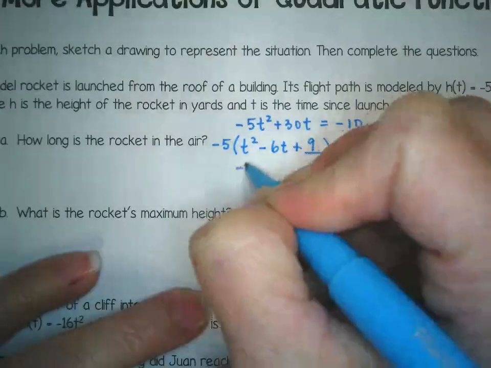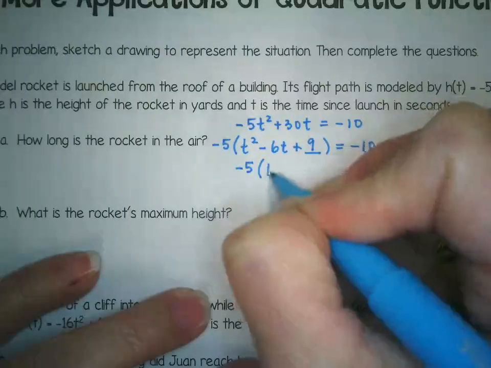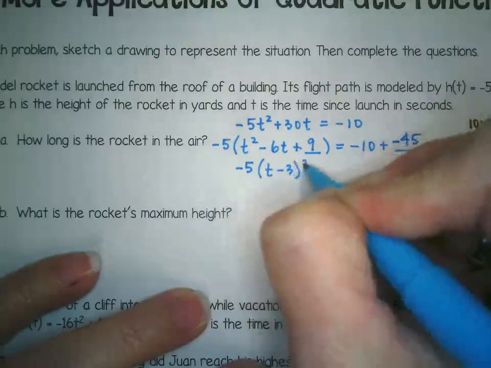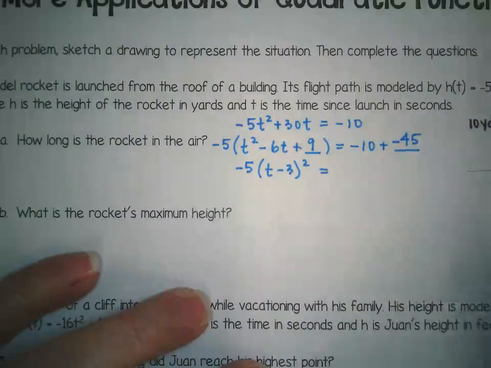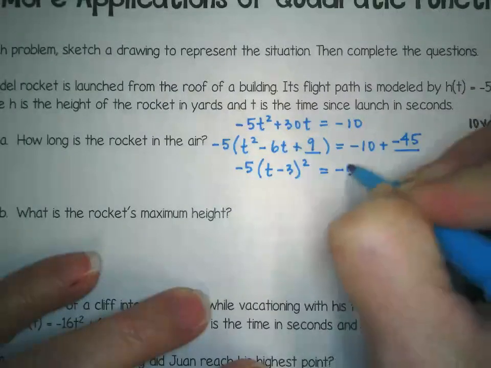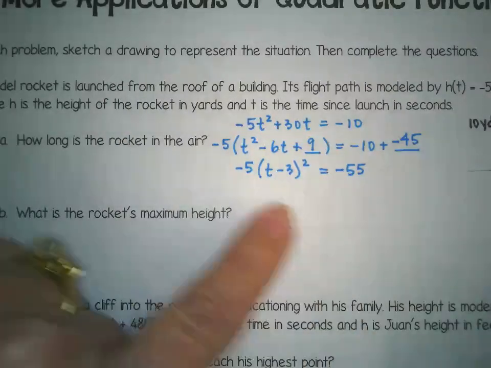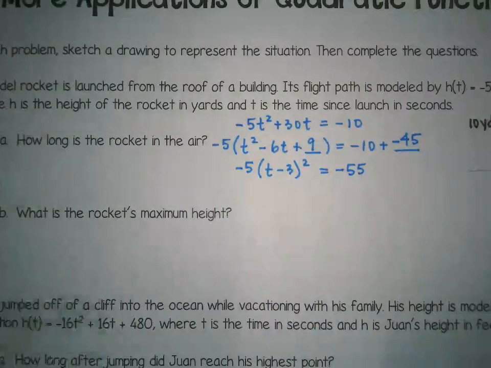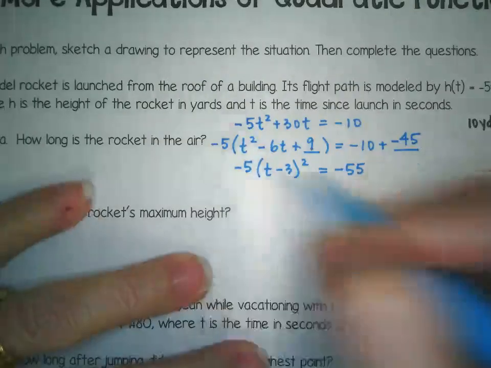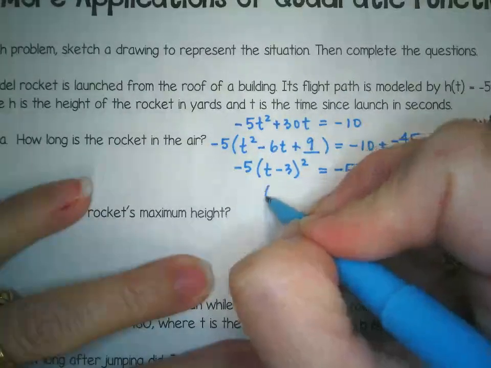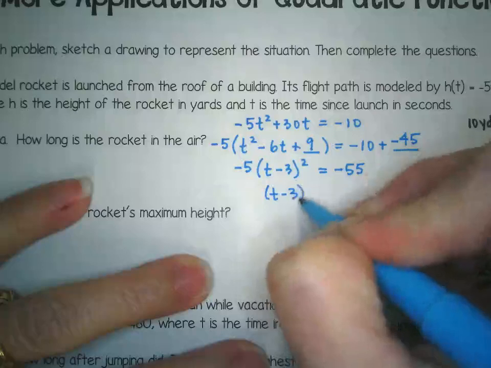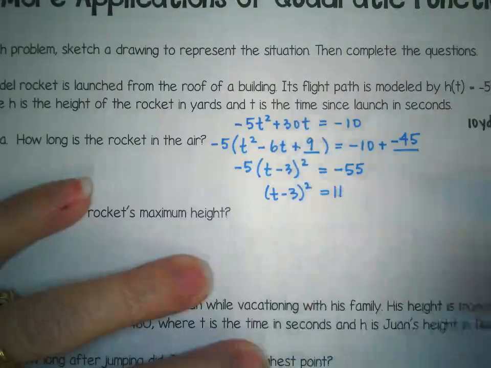So now on the left side, I have -5 times, this is going to factor to be (t minus 3) squared. This one over here is going to be -55. Now, if I wanted vertex form, I can stop right there and then bring the 55 over to the left. But we are solving, so we're going to keep going. So divide both sides by -5. So (t minus 3) squared is 11.